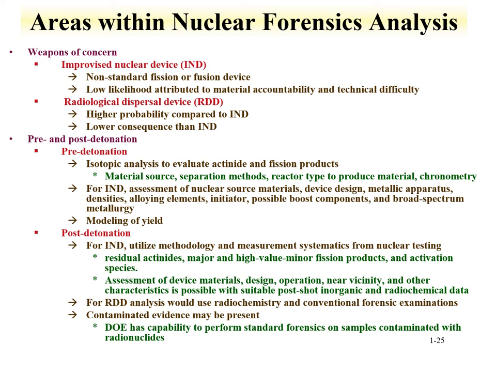A more likely device would be a radiological dispersal device. This is a higher probability compared to the improvised nuclear device, but it has lower consequences. And this is basically something that would have an explosion and disperse radioactive material. There's also discussion and interest in pre- and post-detonation, so material analysis before or after an explosion. Pre-detonation, you would do isotopic analysis to evaluate actinides and fission products. This would help identify the material source, separation methods, the type of reactor used to produce the material, and any dating to get an idea of when separations have occurred.